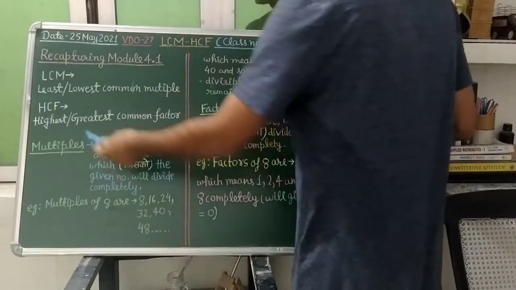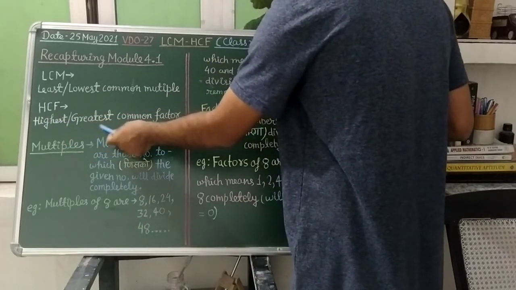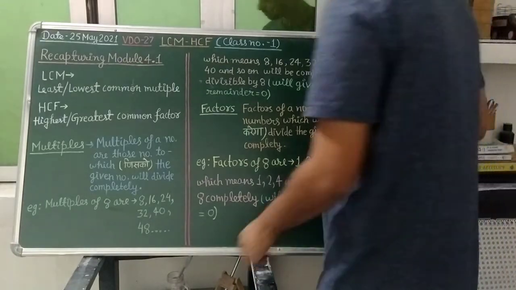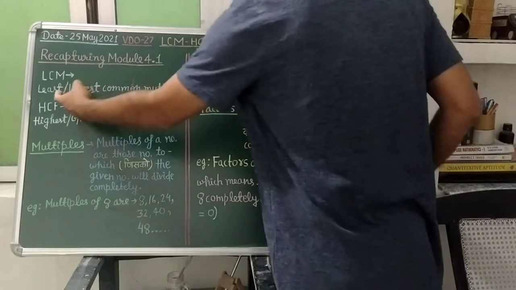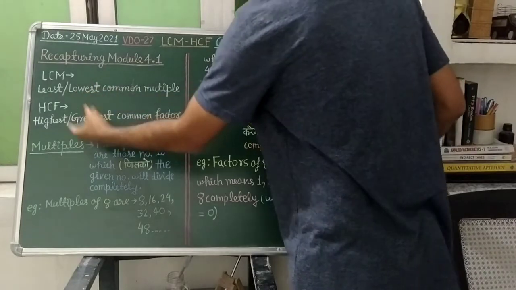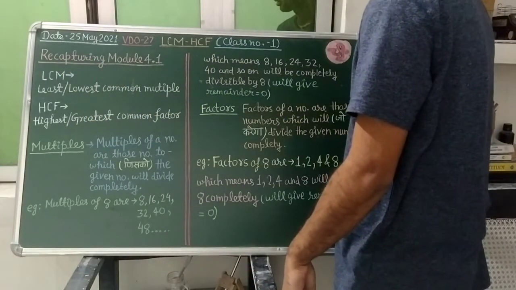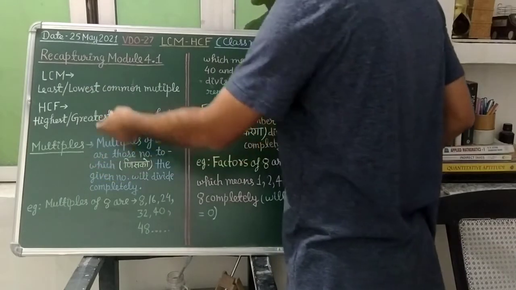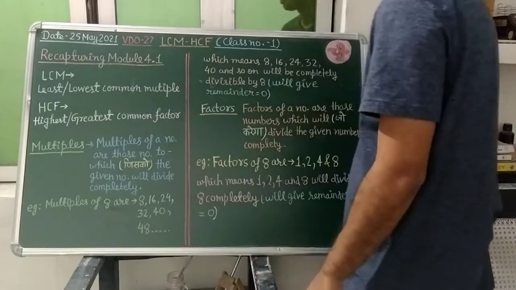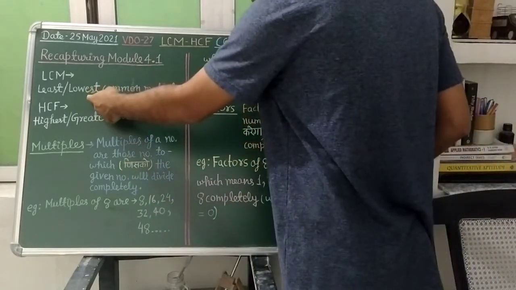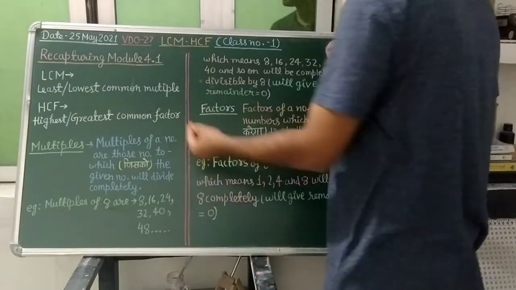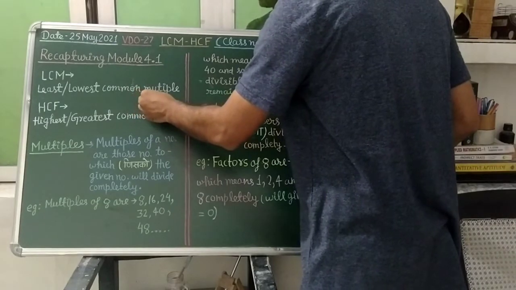HCF is highest or you can say greatest common factor. Look students, here you are getting least, here you are getting highest. Least or lowest, highest or greatest. Common here, common here. So here is least, here is highest, here is common, here is common. And here is the multiple.